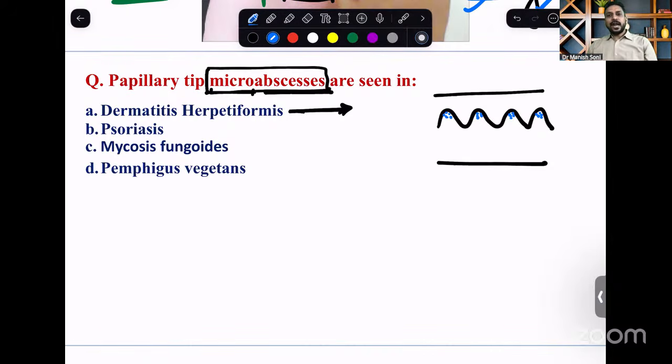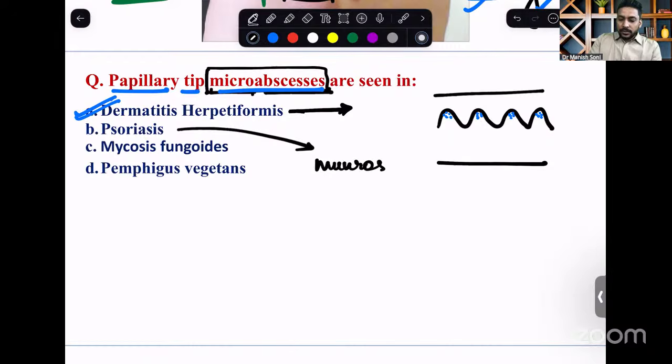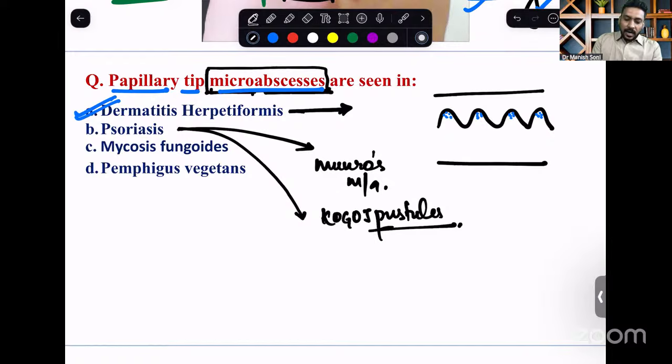So they are present where? At the tip of the dermal papilla. So that's why this is known as papillary tip microabscess seen in dermatitis herpetiformis. In psoriasis, another microabscess is seen known as Munro's microabscess or Kogoj's pustules. Both these are seen in psoriasis. Both are due to collection of neutrophils.